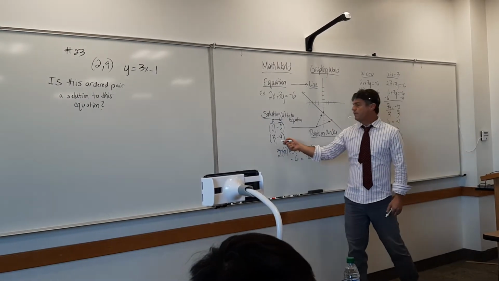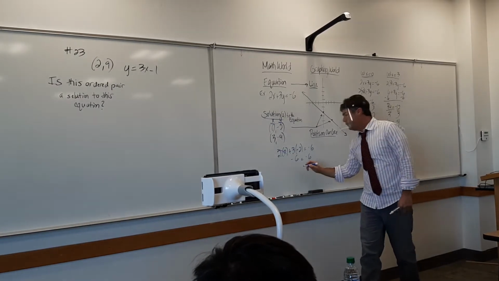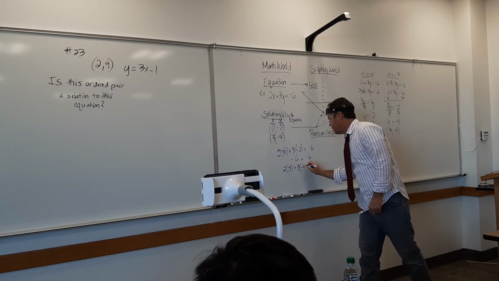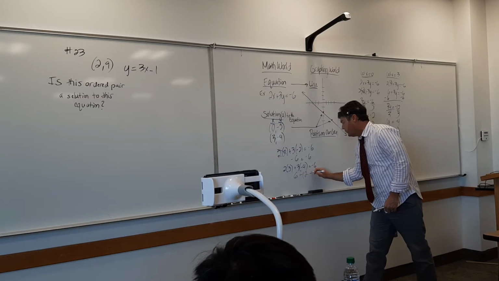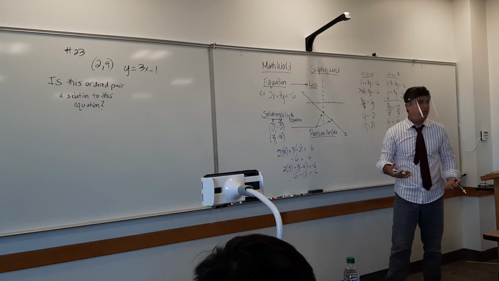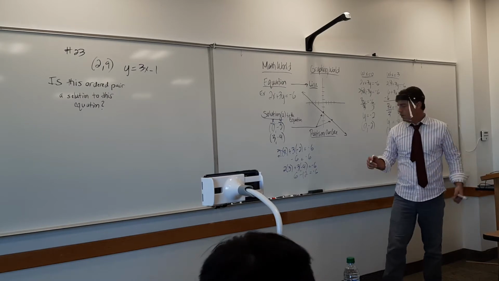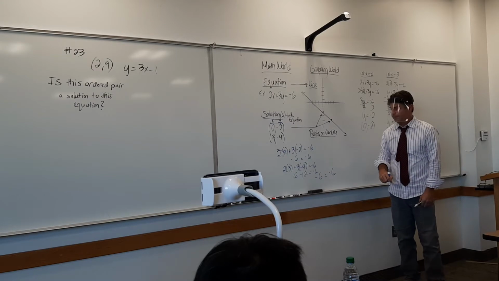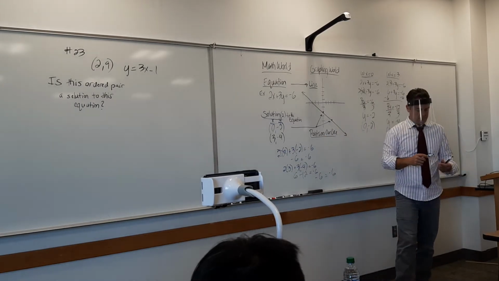Okay? Let's do it again for 3 and -4. Plug 3 and -4 in. Okay? So you'll have 2 times 3 plus 3 times -4 equals -6. So you'll end up with 6 minus 12 equals -6. What's 6 minus 12? -6. So we get -6 equals -6. Okay? Again, a true statement. Again, a point on your line.